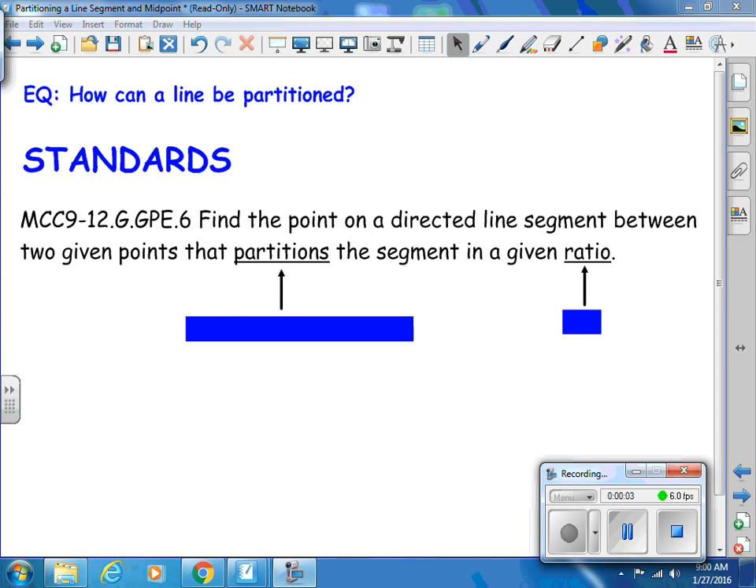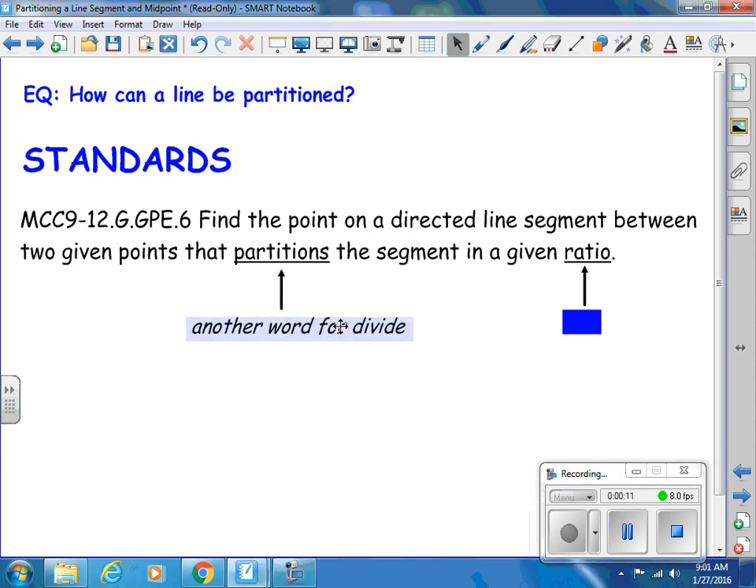How can a line be partitioned? We're going to find a point on a directed line segment between two given points that partitions, meaning we're going to divide the segment, into a given ratio. Remember, a ratio is just comparing two different groups.